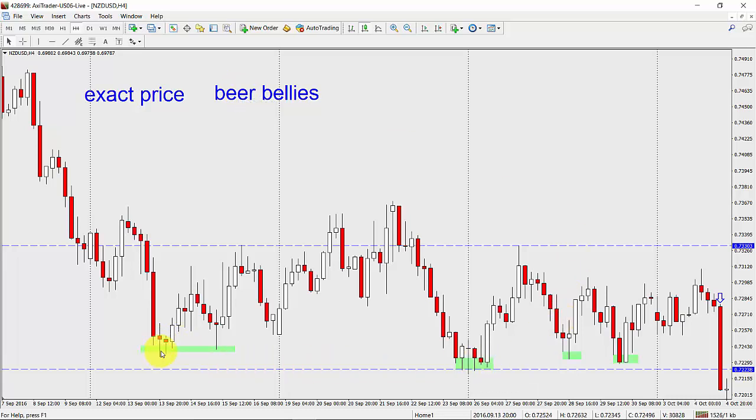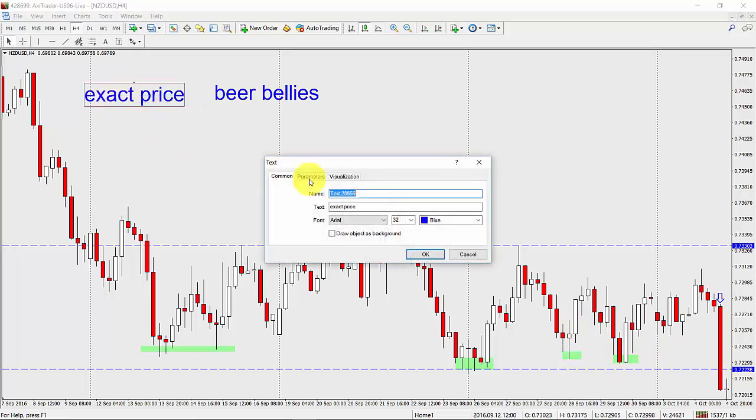So you can see this got really close to it and it bounced twice. Here we kind of touched it exactly. Here we got close again and we bounced off of it. And here we got close again and we bounced off of it. Okay. So a zone is a beer belly.